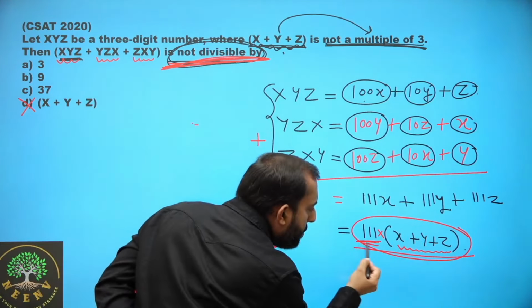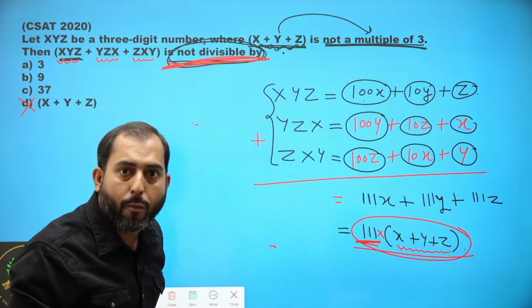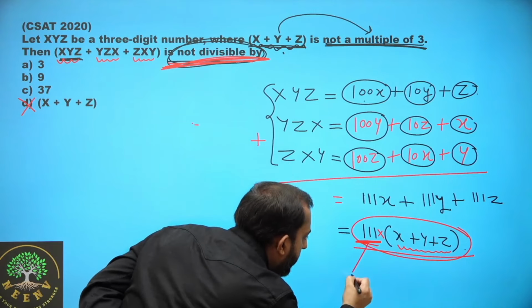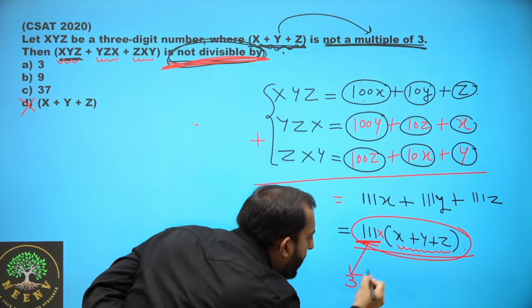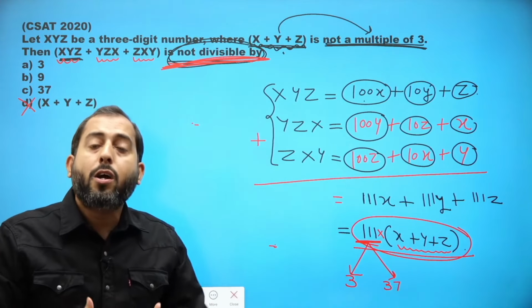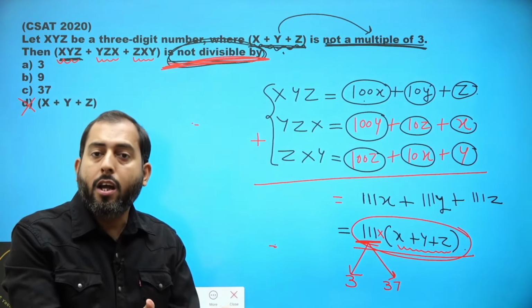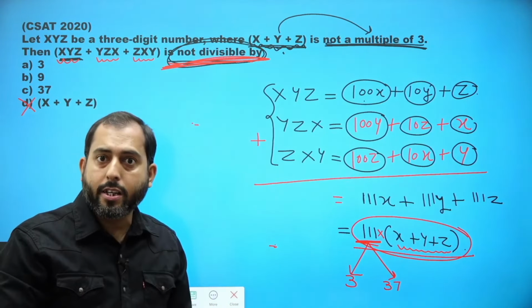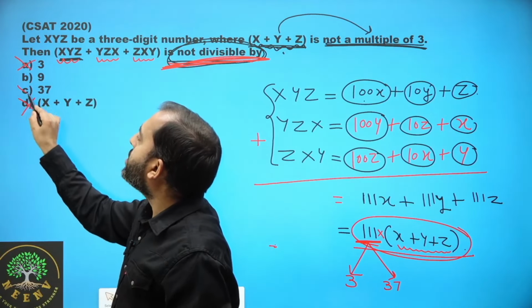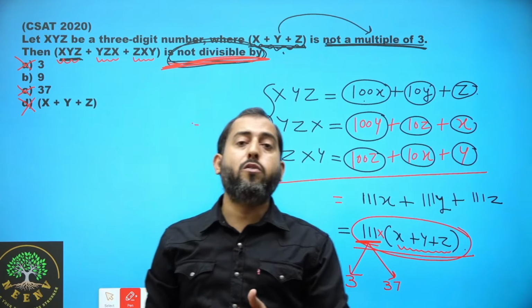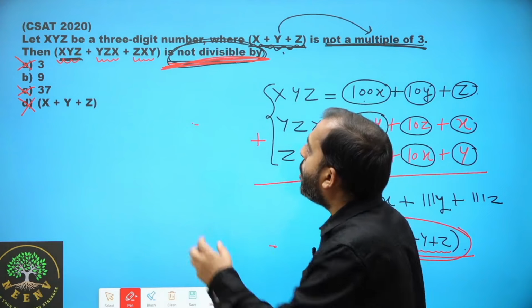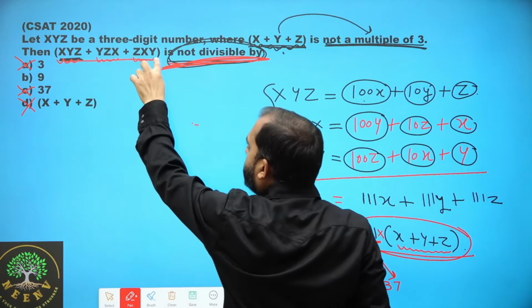Now, this number is divisible by triple one also. If the number is divisible by triple one, then this expression will be divisible by 3 as well as by 37. Why? Because triple one is divisible by 3 and triple one is divisible by 37. Hence, option A cannot be the right choice. Option C cannot be the right choice because we are looking for a number which will not divide this sum.